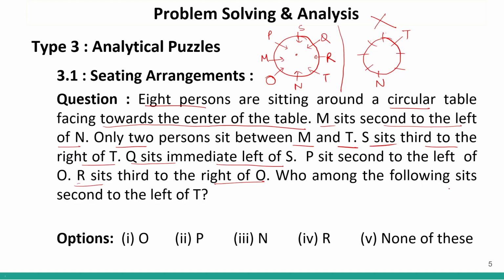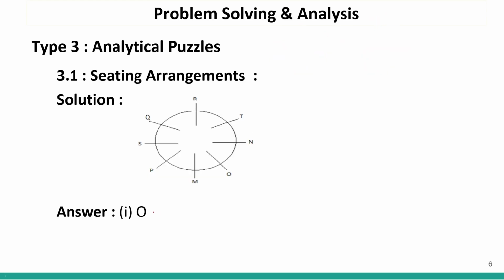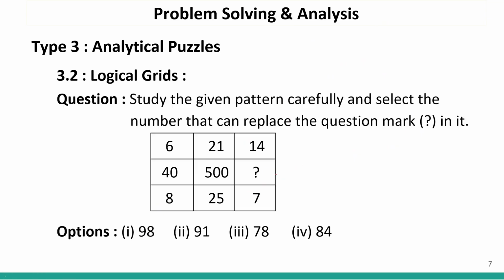Now we have to find out who among the following sits second to the left of T. So T is over here, second to the left will be this position, and at this position O sits. So option number 1, O will be the correct answer. So this is the chart and this is how you solve questions on seating arrangement. Now the next type is your logical grids. Okay. So in logical grids, 3 type of questions can come.